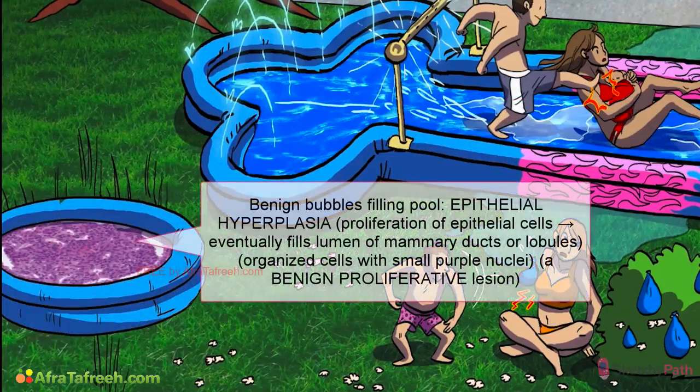The epithelial layer of breast tissue proliferates to such an extent that it starts taking over the lumen of mammary ducts or lobules. On histology, epithelial hyperplasia is characterized by breast ducts or lobules filled with benign-appearing cells that can fill up the entire lumen of the duct or lobule. Kind of like those benign bubbles filling up the kiddie pool.